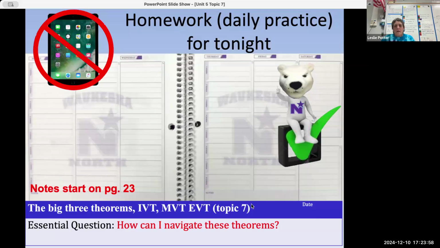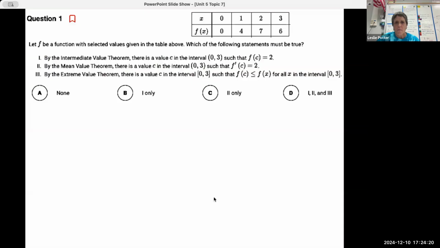Hello, this is topic 7 of Unit 5 for Calc AB, and your notes start on about page 23. And we're just taking a little bit of a pause here and reviewing the 3 big theorems, IVT, MVT, and EVT. How can you navigate those theorems is the essential question.